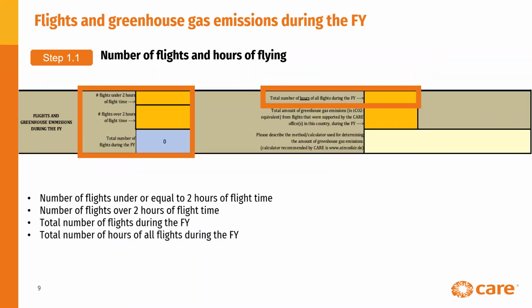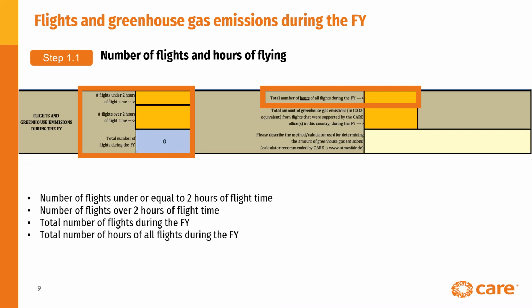Here are the first entry points for this section. So step 1.1, these are the number of flights and hours of flying. So here we'll be looking into the number of flights under or equal to 2 hours of flight time, the number of flights over 2 hours of flight time, the total number of flights during the fiscal year, which will be calculated automatically in the PIIRS sheet when you input the 2 previous entries, and finally, the total number of hours of all flights during the fiscal year.